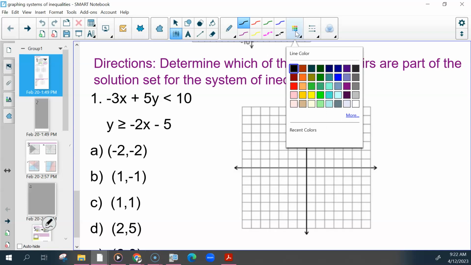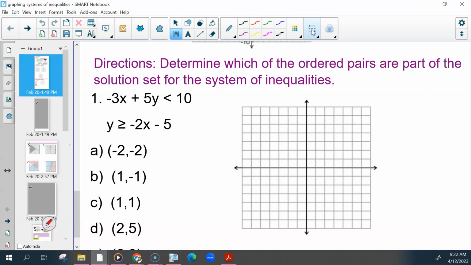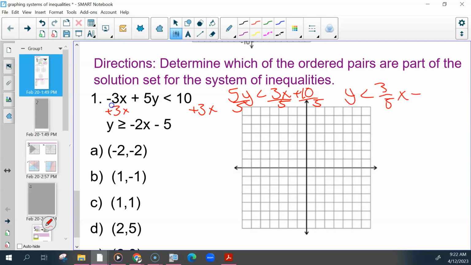I'm going to use two different colors for these so that we can keep them separate. And I'm going to solve this one first. If you start graphing the other one first, that's fine. So add 3x to both sides, and divide everything by 5. y is less than 3 over 5x plus 2. And then we can graph that one.